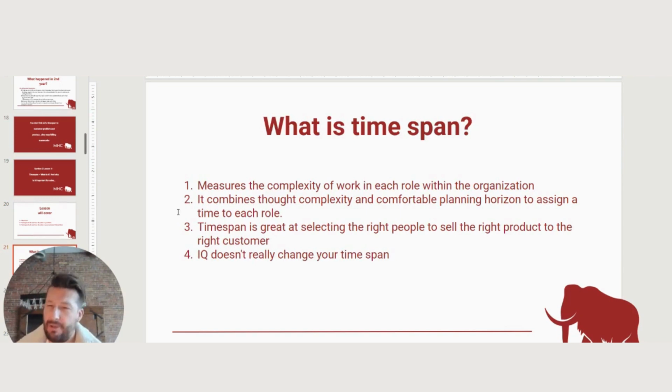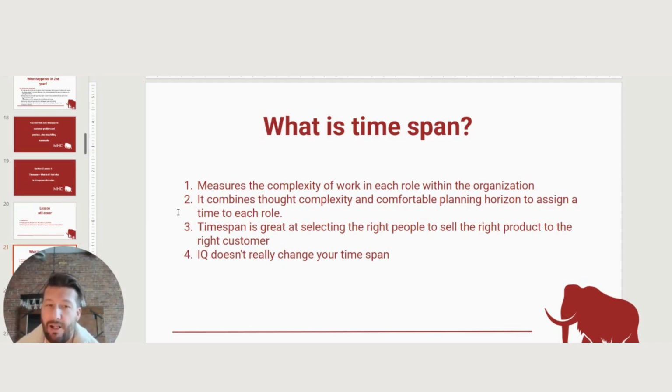So what is it? Timespan was created by a professor called Elliot Jaques. Very smart man. You should read his book called The Requisite Organization. But here's what it is. It measures the complexity of work within each role in the organization. For example, role A could be a week time span. Role B could be a 2 to 5 year time span. They're completing tasks that are completely different. They have completely different time spans based off thought complexity and comfortable planning horizon assigned to each role.